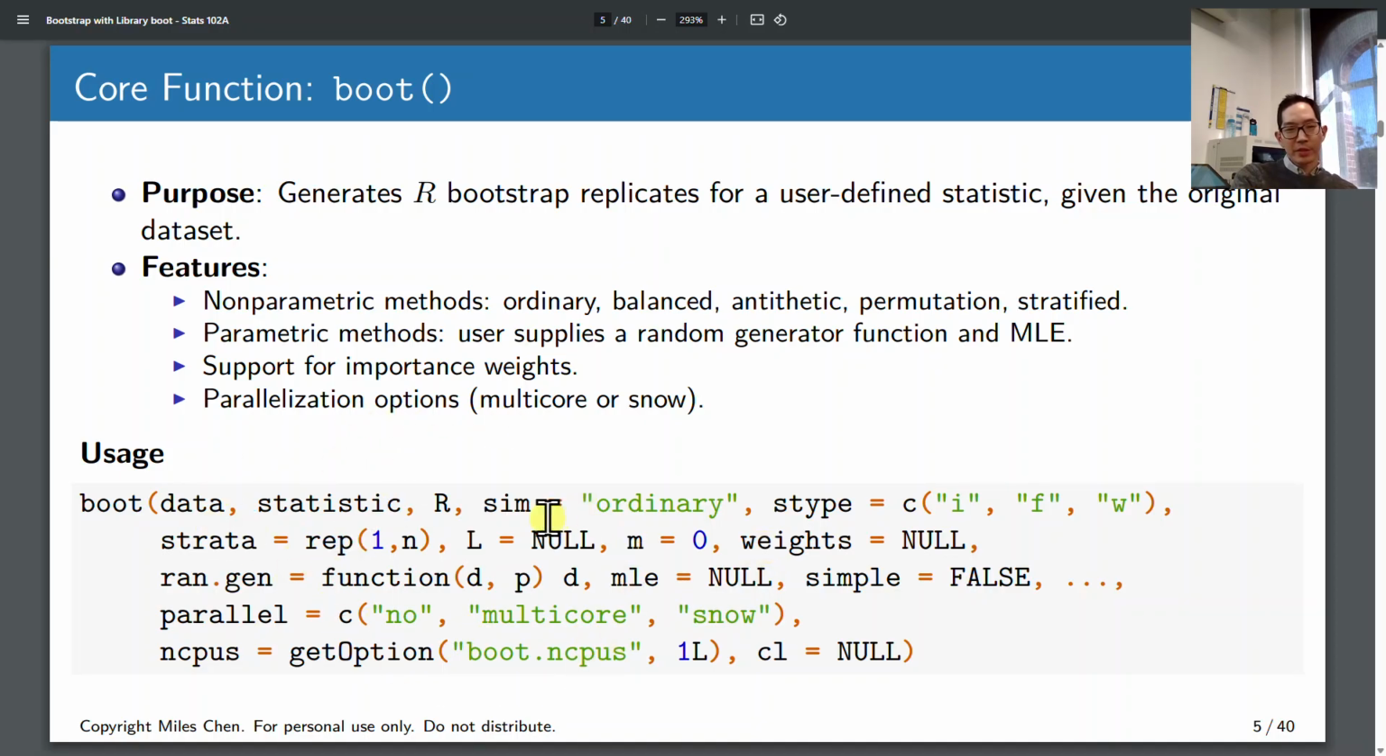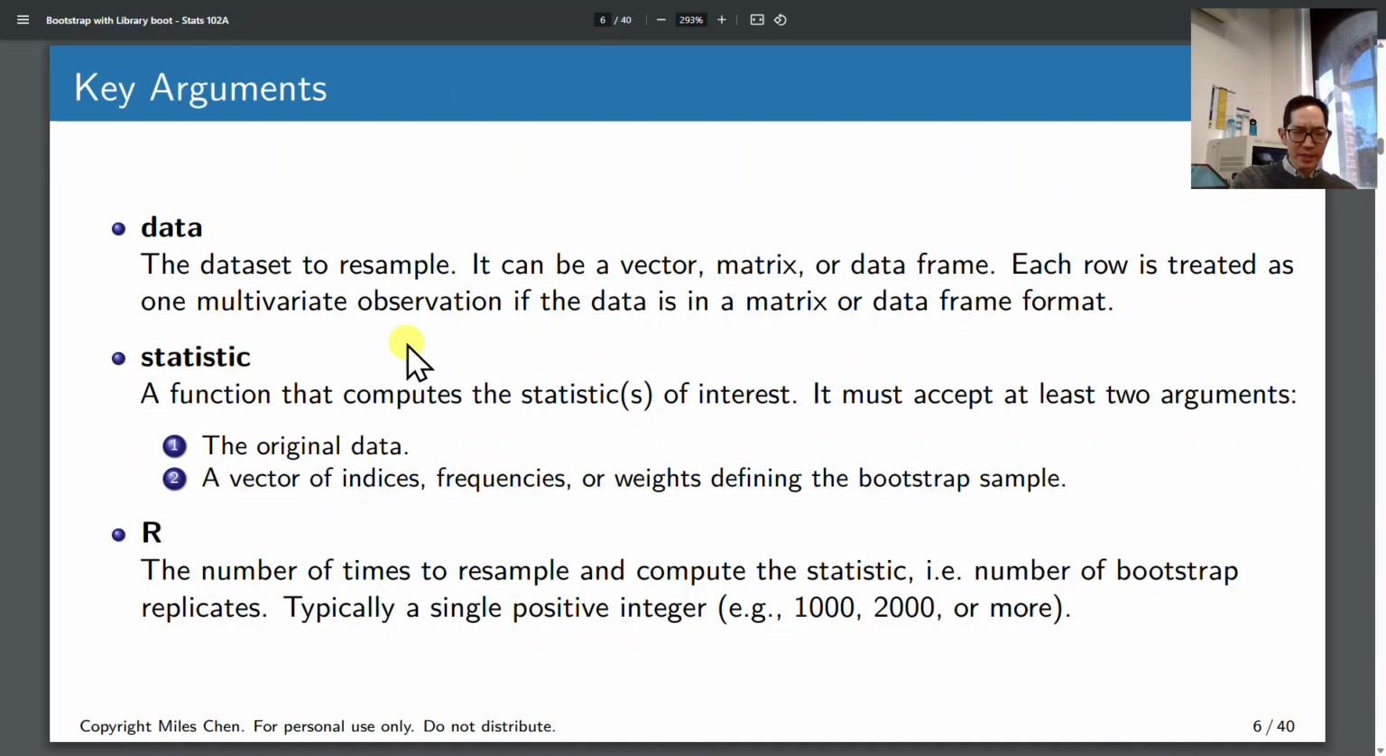And so these are all of the different arguments, and you can also do parallel processing and things. But the three primary arguments that we need to worry about will be the data, the statistic, and R, okay? The data is going to be your data set that you want to resample, okay? So this is the data set that we're hoping is representative of the population, and we're going to resample it with replacement. That data can be a vector, a matrix, or a data frame.